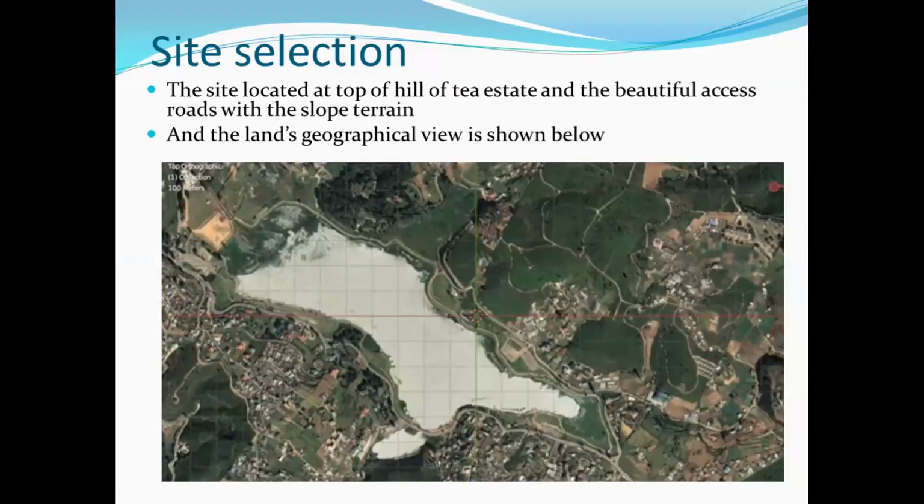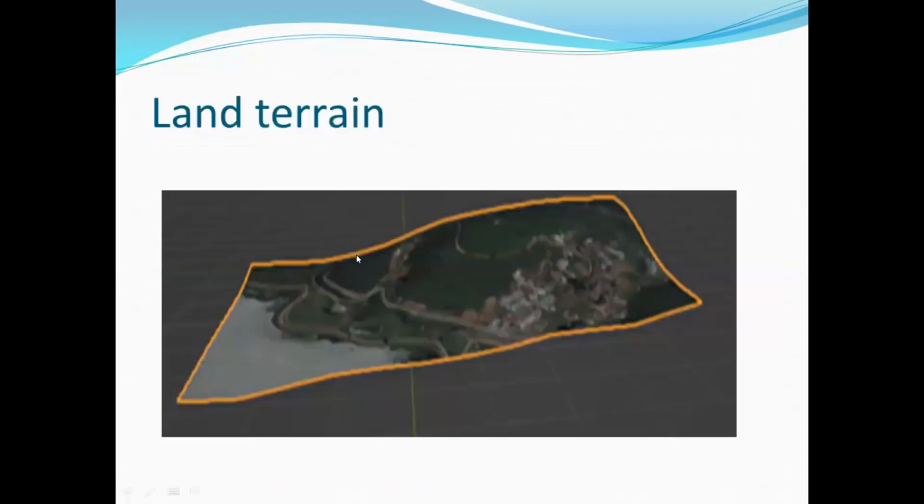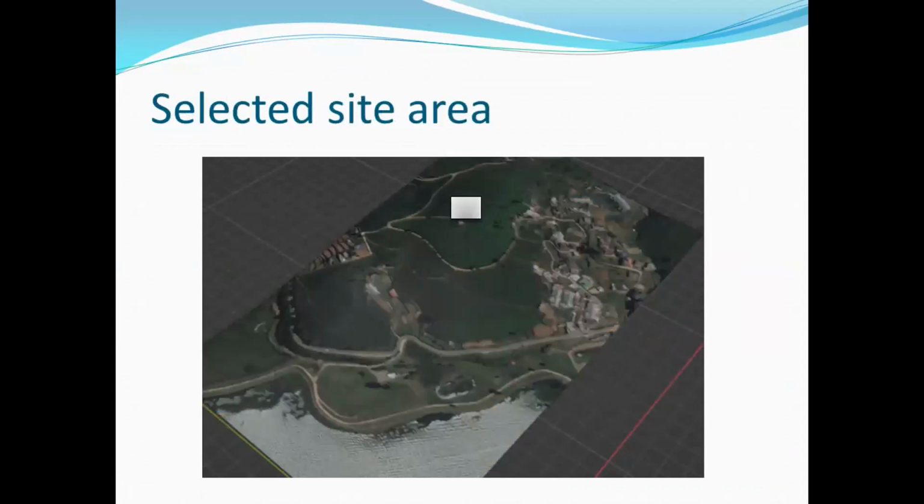So my site selection is near the Gregory Lake and surrounding tea plantation. The site is located at the top of a hill tea estate, with a beautiful access road with a slope terrain, and the land geographical view is shown below. The land terrain shape is this. My selected site area shown in this is the portion, the hilltop.